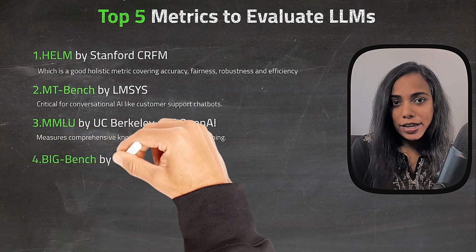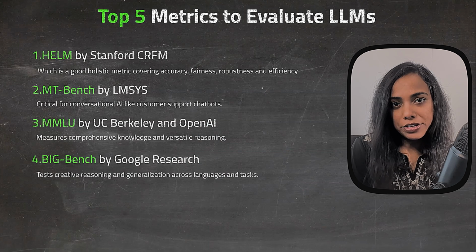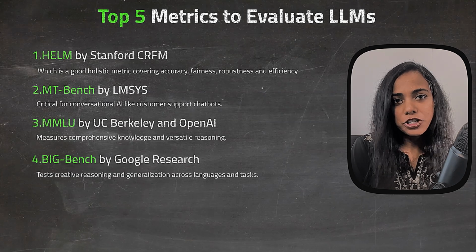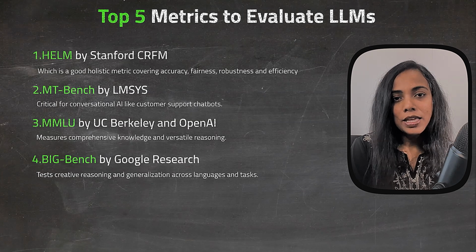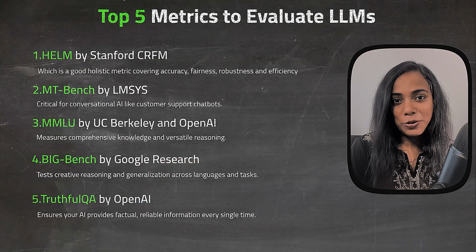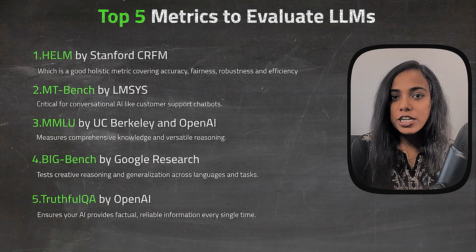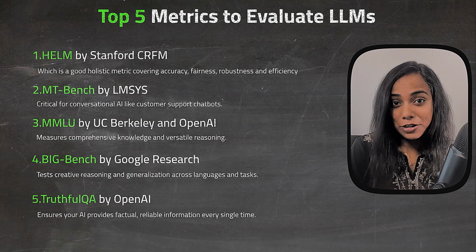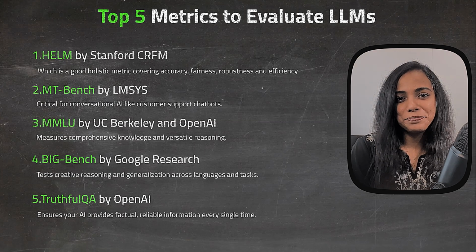The fourth metric is Big Bench by Google Research, which tests creative reasoning and generalization across languages and tasks. The last one is TruthfulQA by OpenAI, which ensures that your AI provides factual, reliable information every single time.